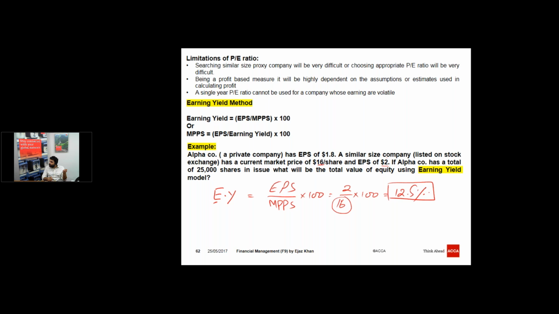Why are we taking 2 and not 1.8? Well, 1.8 is the earning per share of the Alpha company, the non-listed company. We have to use the earning yield of the similar company to calculate the market price of the private company. So first we have to calculate the earning yield, the same way we calculated the price earning of the proxy company. And yes, it is a reciprocal of the PE ratio. Rishab, you're right. It's the reciprocal of the PE ratio. That's in times and this is in percentage.